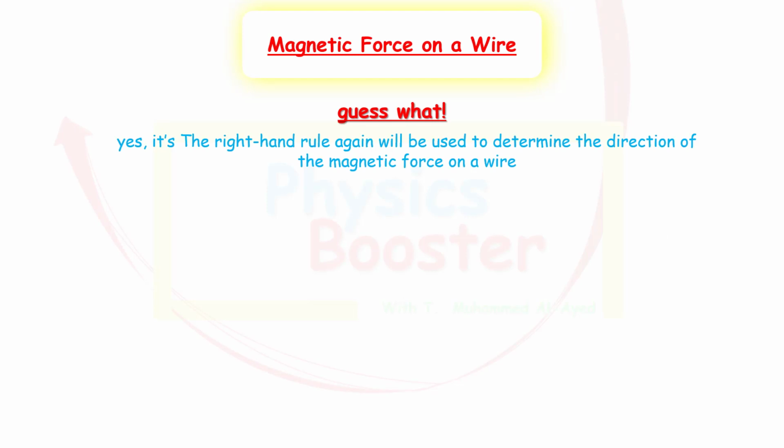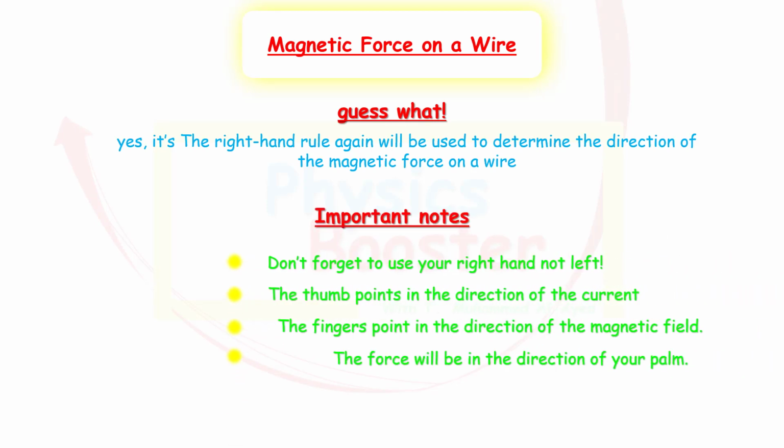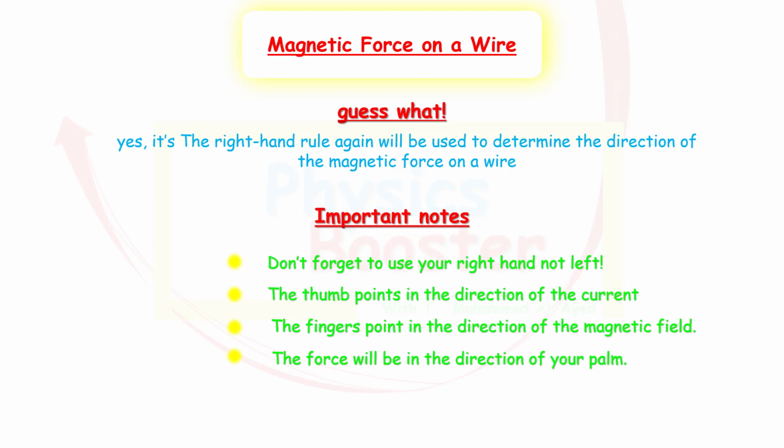Yes, we will be using the right hand rule again to determine the direction of the magnetic force. Again, do not forget to use your right hand, not your left hand. My thumb points towards the direction of the current. My fingers will point in the direction of the magnetic field. Finally, the force will be in the direction of the palm of your hand. So it's pretty easy and straightforward. So let's go directly and solve some problems.